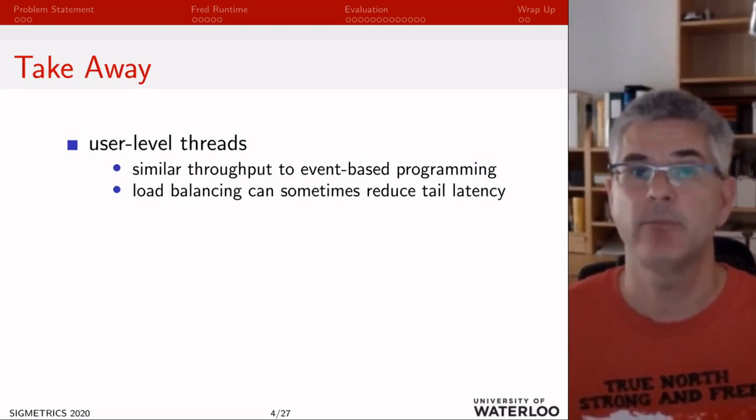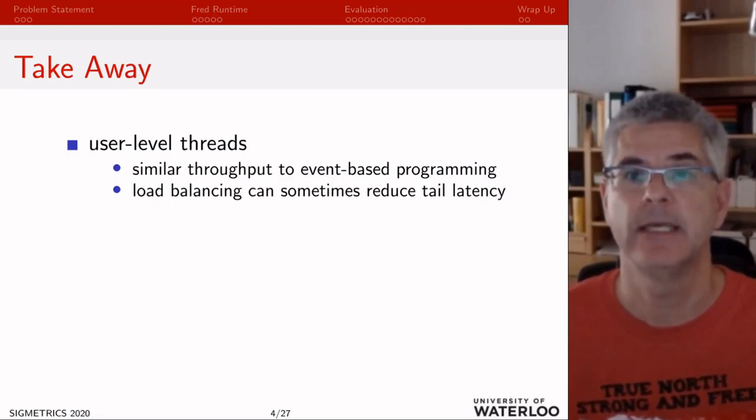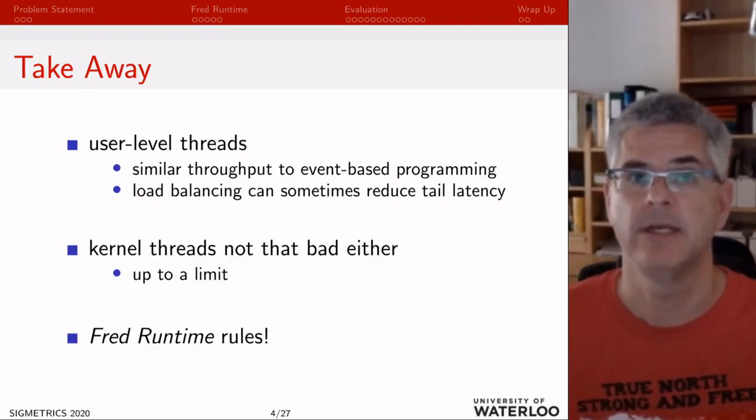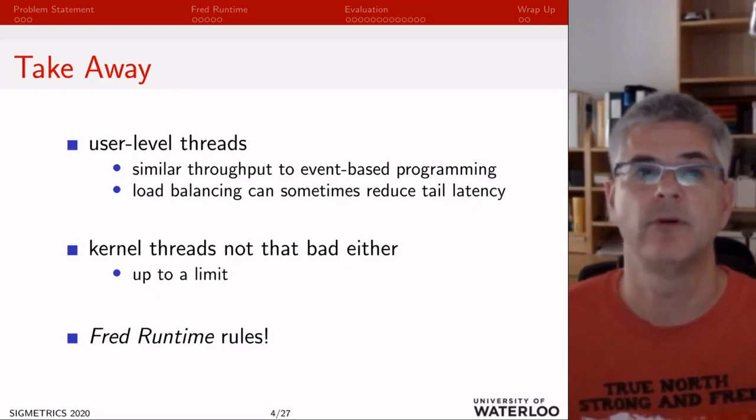Before we go any further, let me quickly summarize the high-level takeaway from our work. User-level threads can provide competitive performance and in some scenarios even outperform lower-level event handling systems. Kernel threads are not bad either, but only up to a certain limit of concurrent sessions. For this study, we have implemented a nimble yet comprehensive runtime system that we call FRED. We demonstrate that our FRED runtime provides better overall performance than comparable runtime systems.